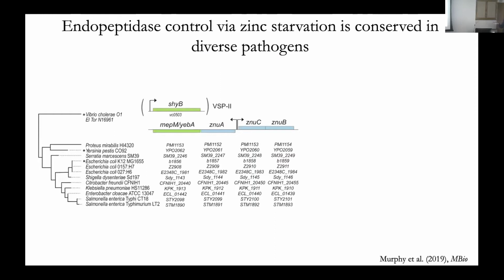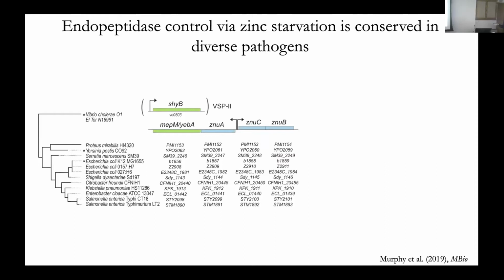But there are a lot of bacteria that have something similar, that actually have other Zur-regulated genes, like ZNU-ABC, the transporter, and just downstream of that is actually an endopeptidase that's homologous to ShyB. And all of these organisms have that, suggesting that in zinc starvation, basically ZNU-A and this endopeptidase are co-transcribed.